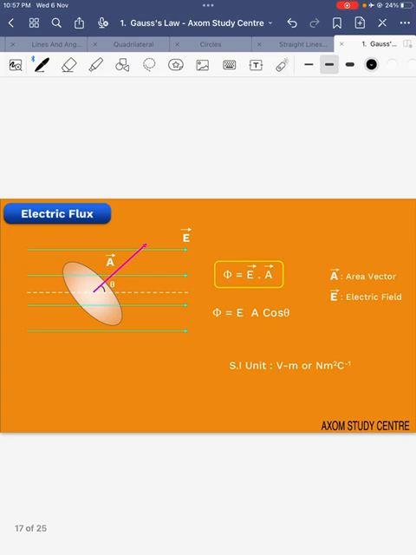Next, electric flux. This formula I have already mentioned. The unit is volt meter, or Newton meter square per coulomb, where A is the area vector and E is the electric field.